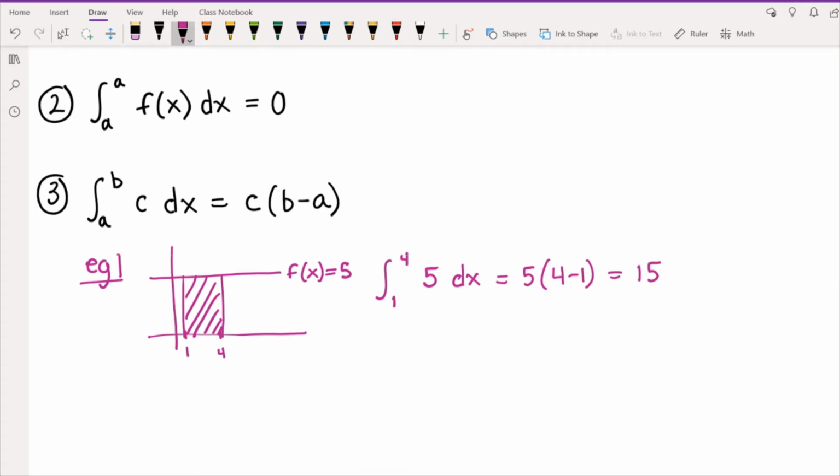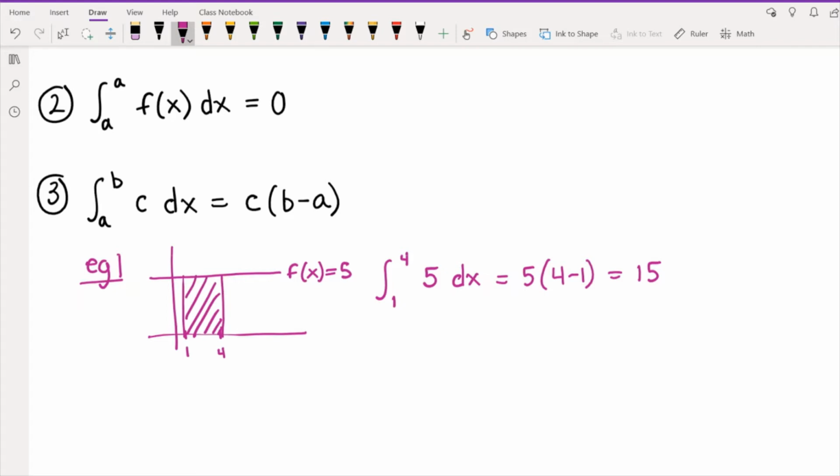So I wouldn't really think of this as a special rule that you have to memorize. It's more just a nice observation that if you're dealing with the integral of a constant, you don't really have to do any work. It's really just thinking about, oh, okay, I just have a rectangle. I know what the base is. I know what the height is based on the bounds of my integral and also the function.